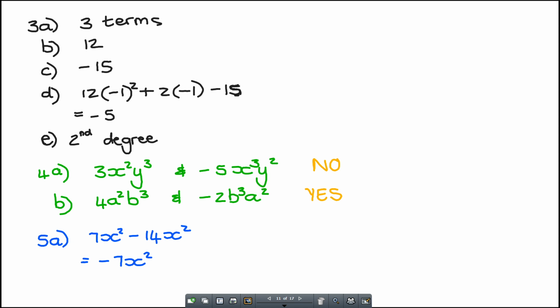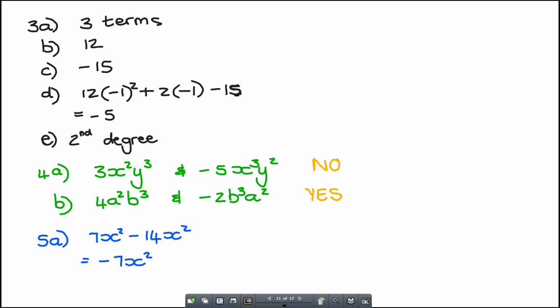Okay? Then at 4, they asked whether these are like terms. Now, what I want you to see is that for A, I have got x squared, and the other option is x to the power of 3. No. So already I can see that they are not the same, because like terms means that the variables are exactly the same. So therefore, no, it's not like terms.